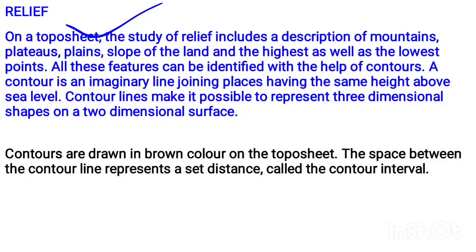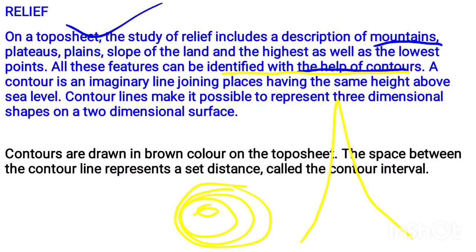On a topographical map, what we have to study is the description of mountain, plateau, plain, slope of the land, highest as well as the lowest slopes, etc. All the features I told you earlier, the mountain, plateau, plains, can be identified with the help of contour. In case of a mountain, the contours are very close to each other because the height of the mountain is like that, and it is a steep slope. In case of steep slope, the contours are very close to each other, and they have a point or triangle because it has the apex or zenith.